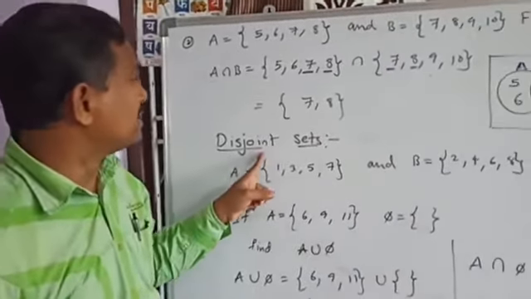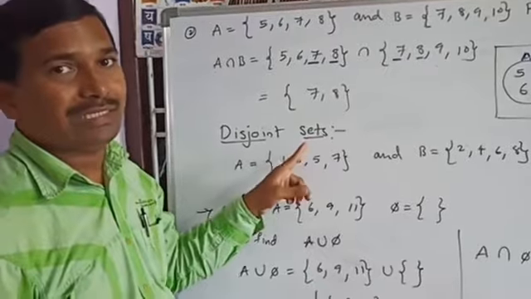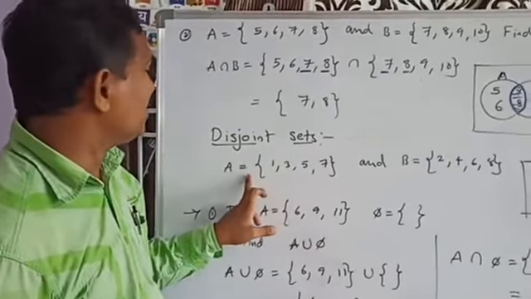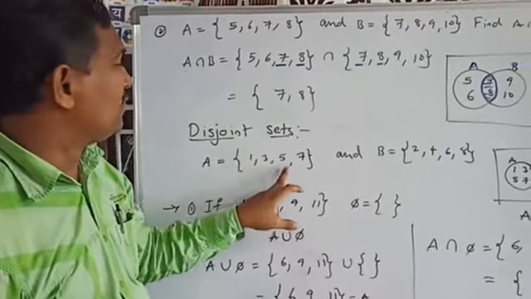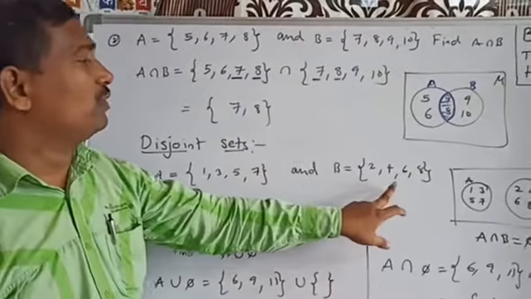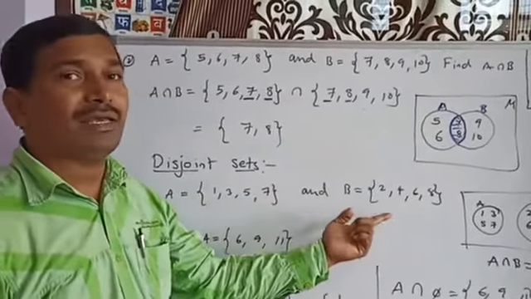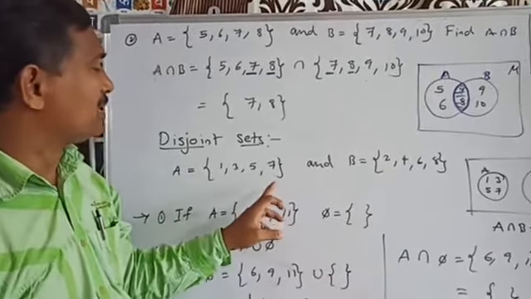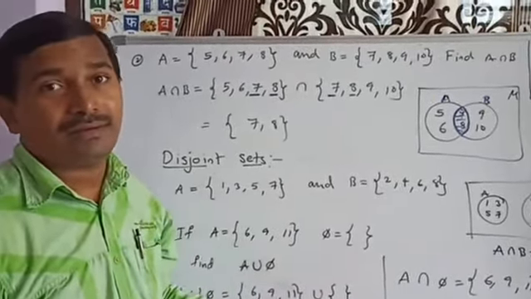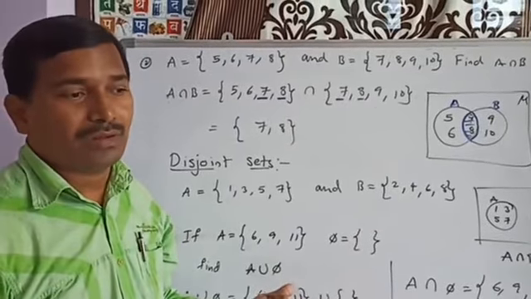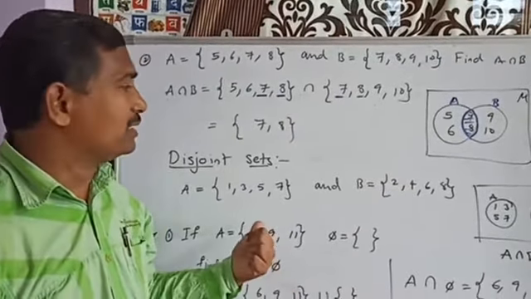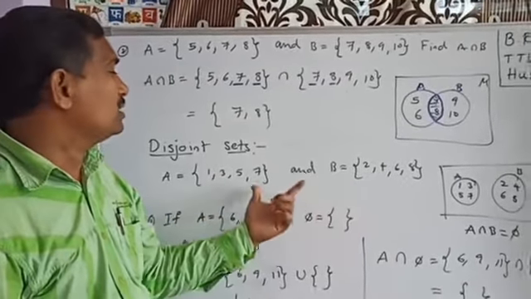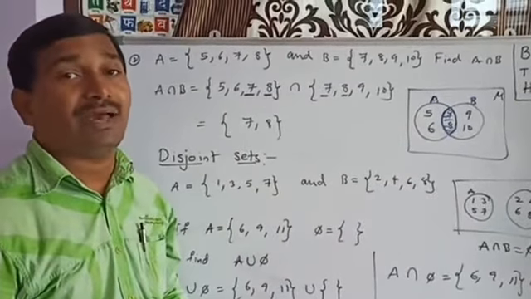Disjoint sets. The concept of disjoint sets depends on the intersection concept. I am taking one set A = {1, 3, 5, 7} and B = {2, 4, 6, 8}. These are odd numbers, these are even numbers. Is there at least one element common to A and B? No. There are no common elements of A and B. So these two sets are called disjoint sets.